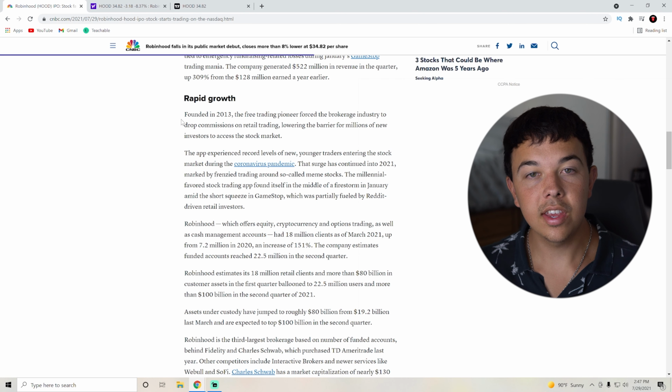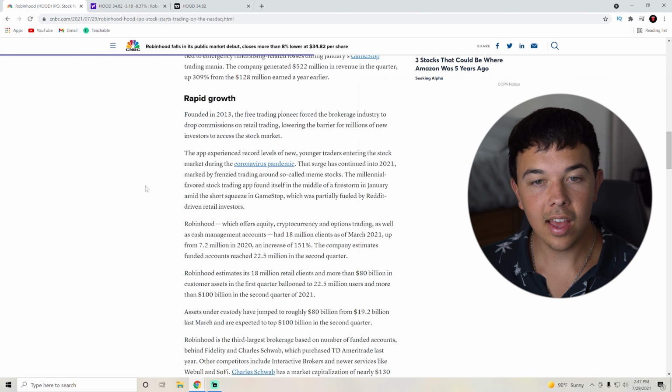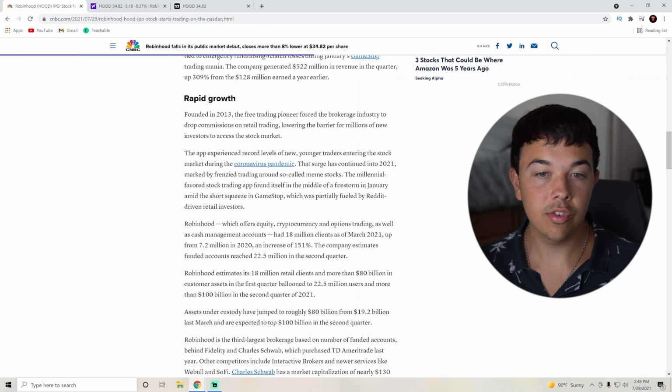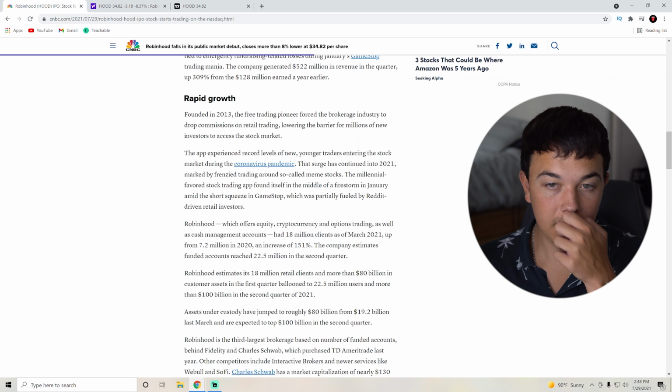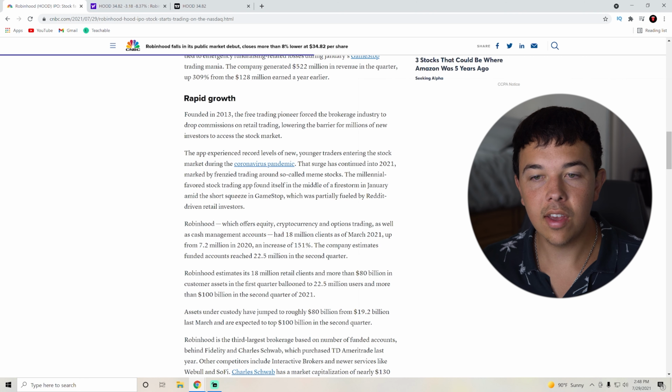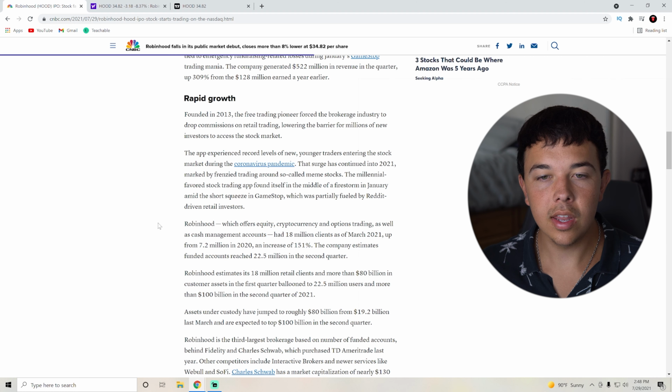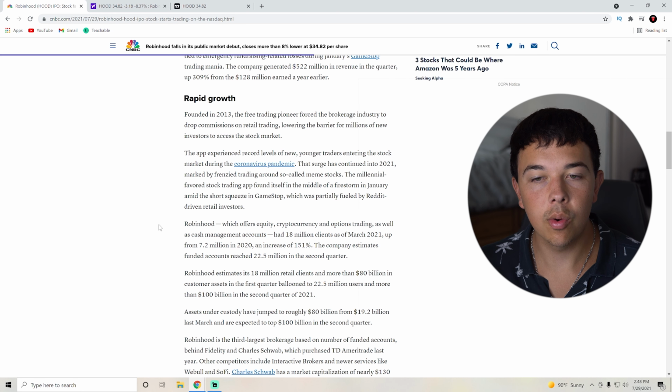Obviously, rapid growth is a huge part of Robinhood, like I just said. Robinhood, which offers equity, cryptocurrency and options trading, as well as cash management accounts, had 18 million clients as of March 2021, up from 7.2 million in 2020, an increase of 151%. The company estimates funded accounts reached about 22.5 million in the second quarter.